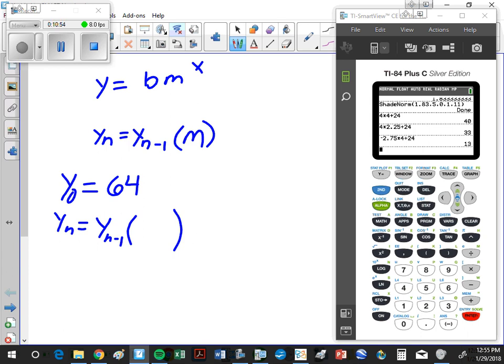This is recursive. How do we keep everything we have and add 25%? 1.25. So basically that's telling us 100% plus 25%. Okay? Would this graph be solid or dotted? Dotted. How come?